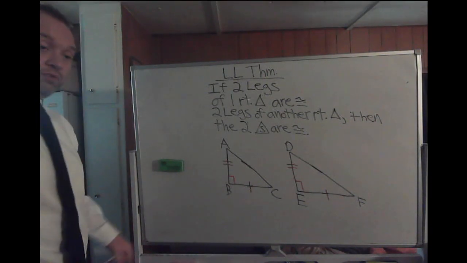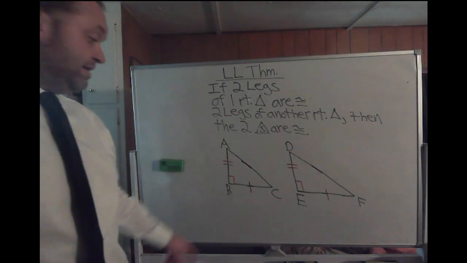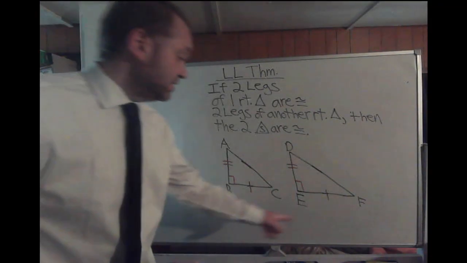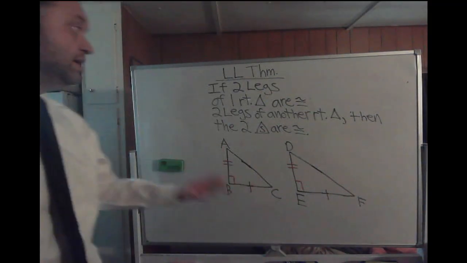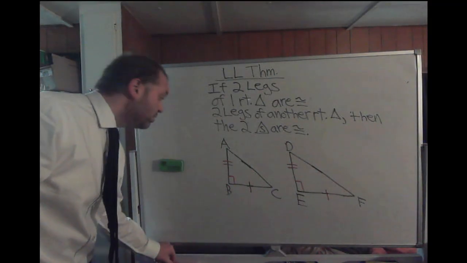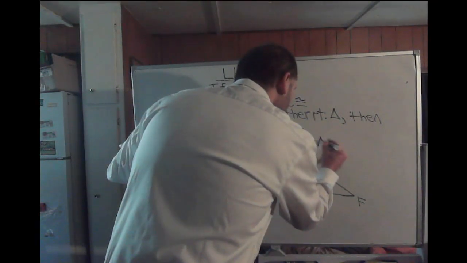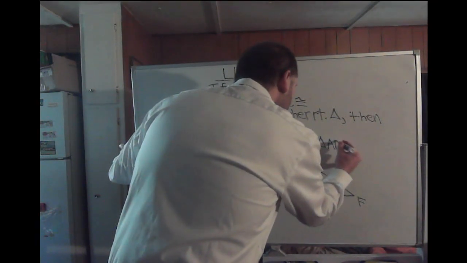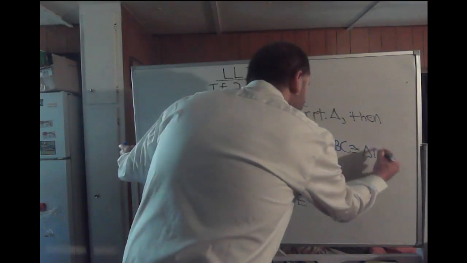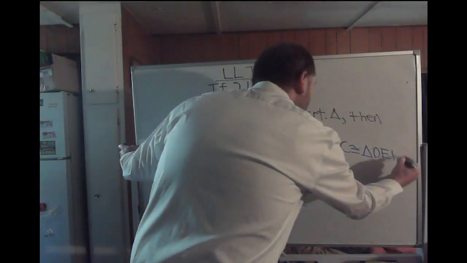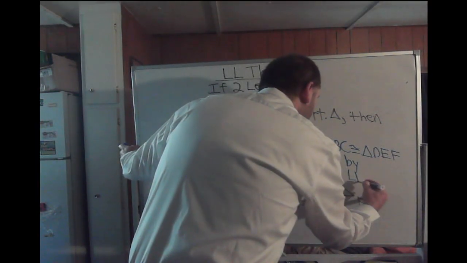So once again, we have triangles ABC and DEF. We have leg BC congruent to leg EF. We have leg AB congruent to leg DE. By the LL theorem, we can say that triangle ABC is congruent to triangle DEF. That's going to be by the LL theorem.